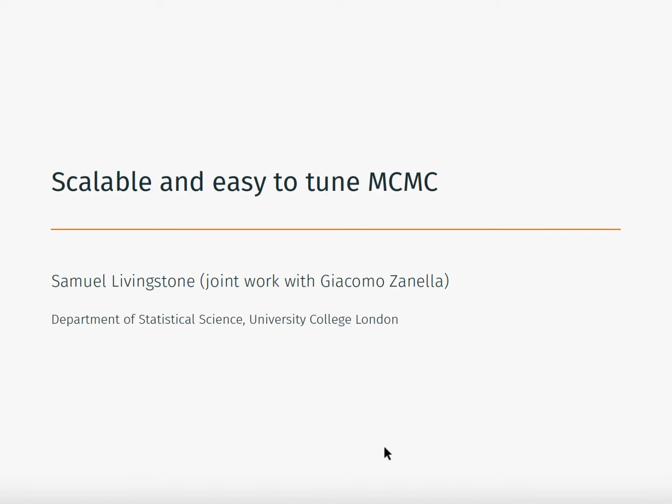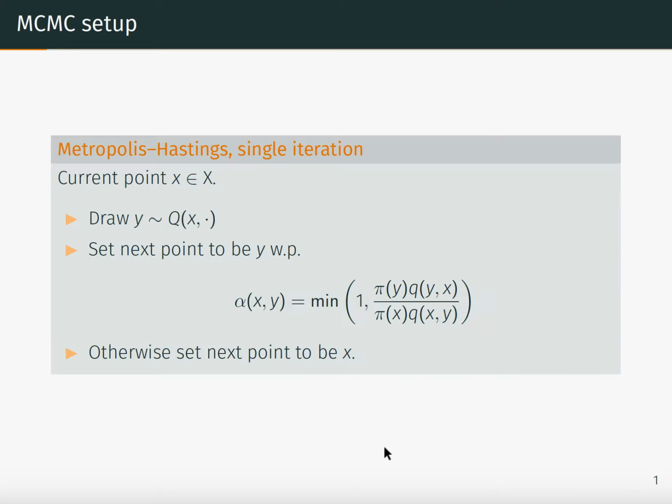I'm Samuel Livingstone from Statistical Science at UCL, and I want to talk to you a little bit about scalable and easy to tune MCMC. So obviously I'm talking about Markov chain Monte Carlo. Everything I'm going to talk about is within the Metropolis Hastings framework. So just a very brief revision of this algorithm.